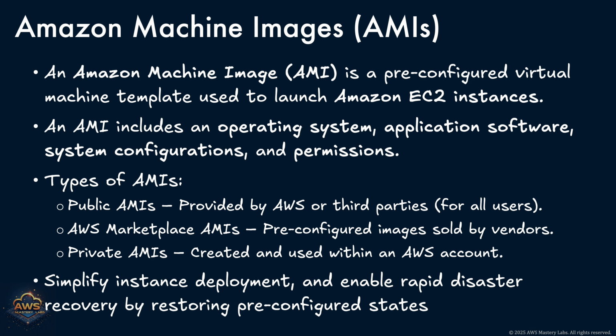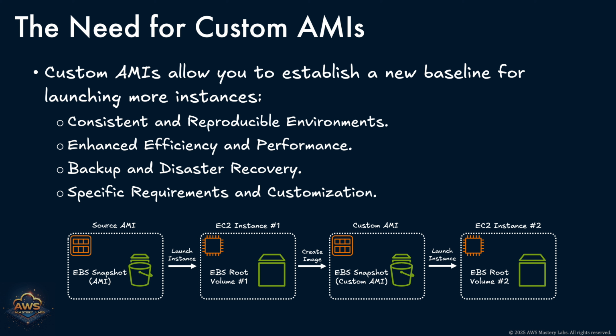By leveraging different types of AMIs, you gain flexibility and control over the deployment and scaling of your EC2 instances, allowing you to automate, replicate, and maintain consistency across your cloud infrastructure. Creating custom AMIs is a powerful way to gain control, consistency, and efficiency in your EC2 deployments. By capturing a pre-configured image of an EC2 instance, you can standardize environments, streamline operations, and support advanced use cases like rapid provisioning, security hardening, and disaster recovery.